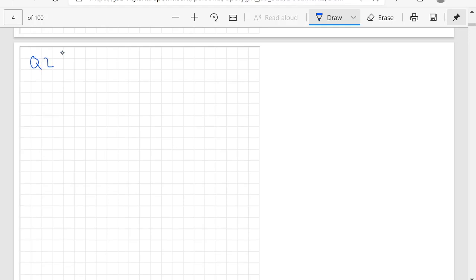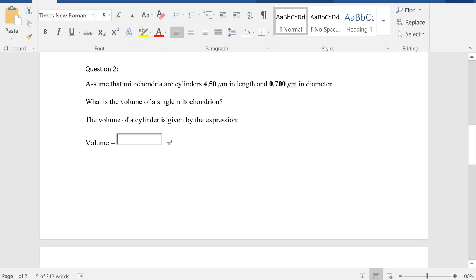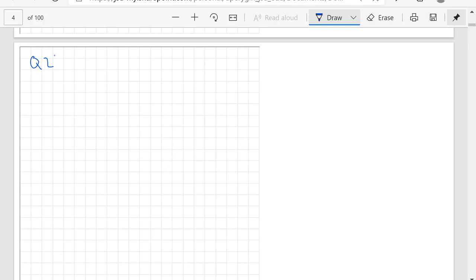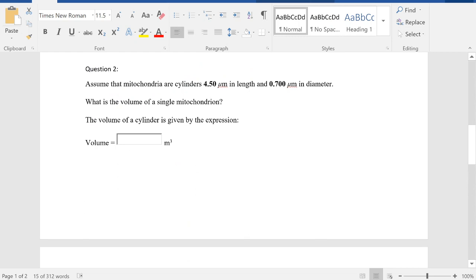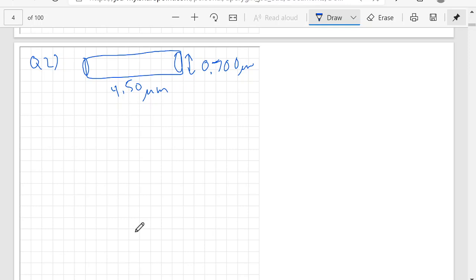So for question 2, let's go back. We've got, assume that mitochondria are cylinders 4.50 micrometers in length and 0.700 micrometers in diameter. So let's draw out a cylinder. My drawing skills are not that great. And so it's 4.50 micrometers in length, and the diameter 0.700 micrometers. Let's make sure that's right. And so our volume then, as you know, we just worked one of these, is equal to pi r squared times the height.